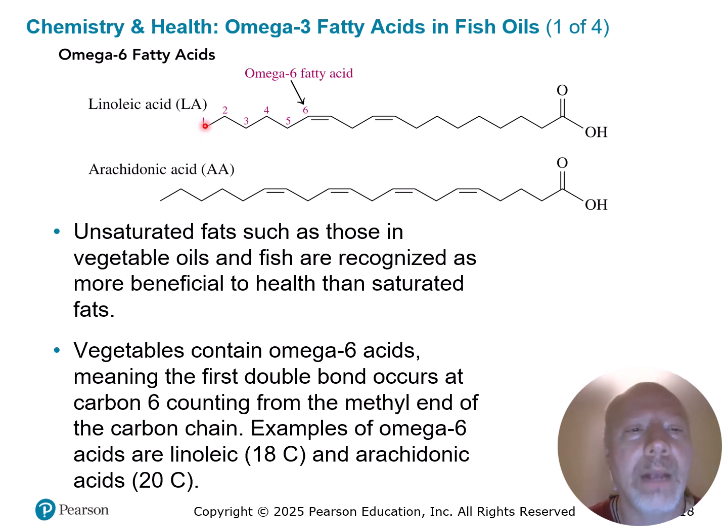and we count from there 1, 2, 3, 4, 5, 6. So omega-6 fatty acids have the first double bond introduced 6 carbons in from the end of the chain. And our arachidonic acid, the same thing, 1, 2, 3, 4, 5, 6. So both linoleic acid and arachidonic acid could also be classified as omega-6 fatty acids because their first double bond or point of unsaturation comes at carbon 6 from the end of the chain.